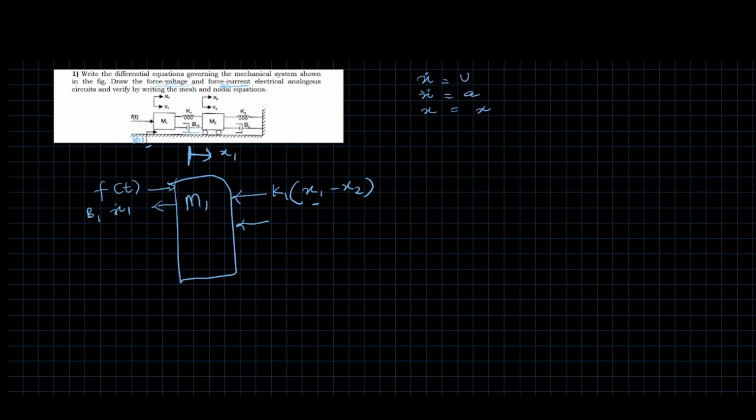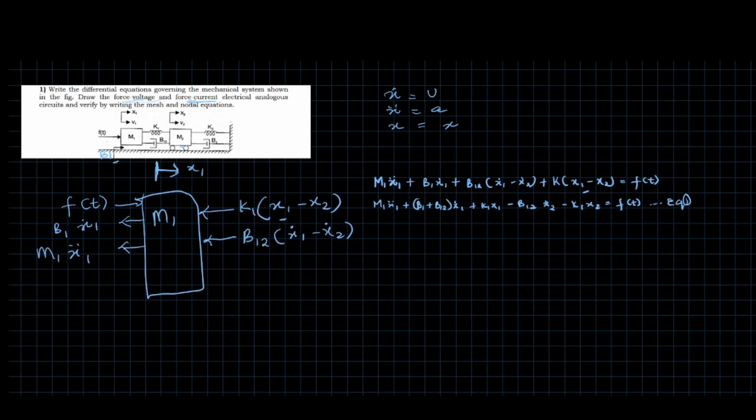The next is the damper force. The damper force is B1 times x dot, that's velocity 1 minus velocity 2, because it's in between the two masses. Next is that the mass itself opposes its own motion. So in this direction, m1 x double dot 1.